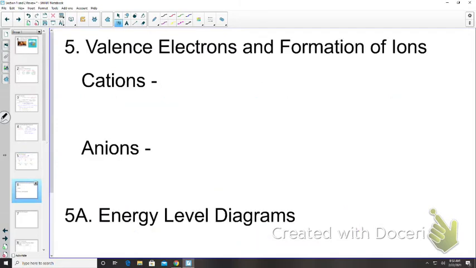Okay, next is valence electrons and the formation of ions. Okay, so cations, anions, what's the difference? Okay, cations are positively charged. Good. And anions, conversely, are negatively charged. Okay, good.